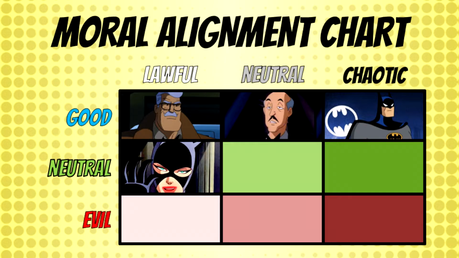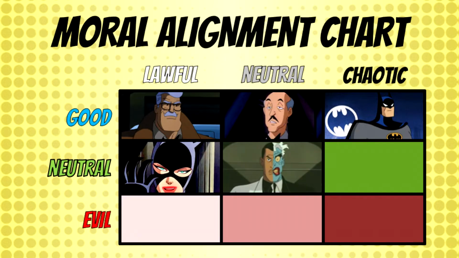At true neutral, or the center of the alignment chart, we have Two-Face, who can be swayed with relative ease toward one way or the other. In fact, Two-Face and Harvey Dent, although technically the same person, could be considered to have 2 different alignments in the same body, with Harvey as the lawful good lawyer and Two-Face as the chaotic evil villain. But that might be too deep an analysis to get into right now, so let's get back to the board.